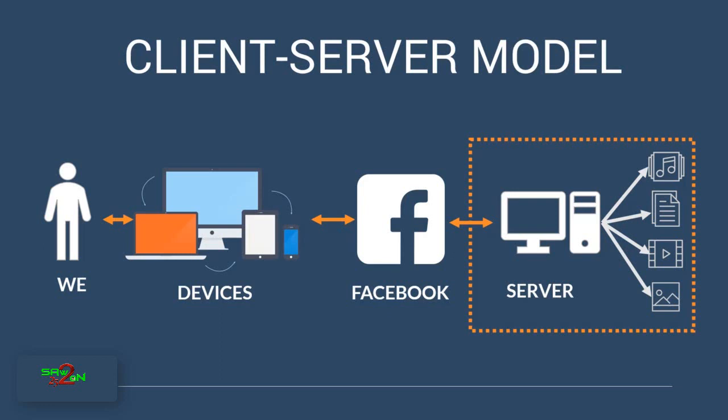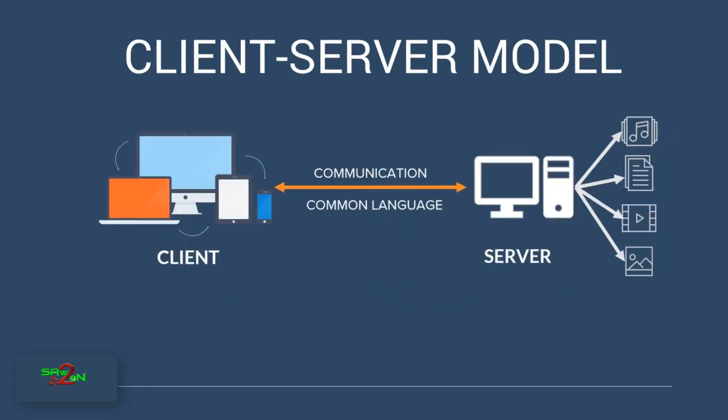So whenever you're trying to access this application via Facebook, the server responds by giving this information back to your devices. So let's use this concept and define a definition for the client-server model. If you strip off the Facebook application, that's the company, and if you strip off us, the communication is actually happening between two systems.